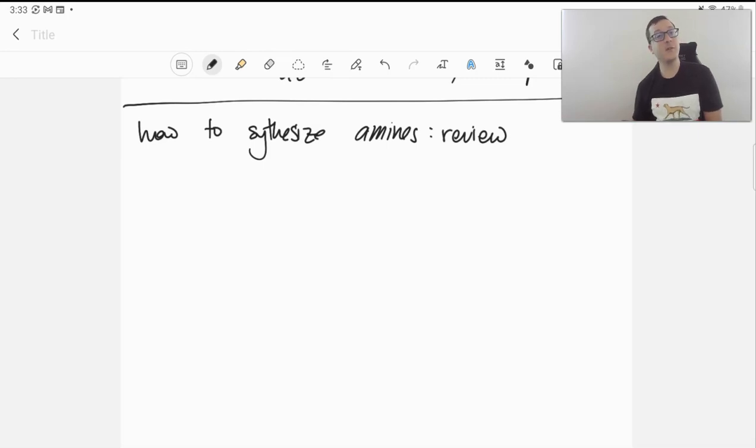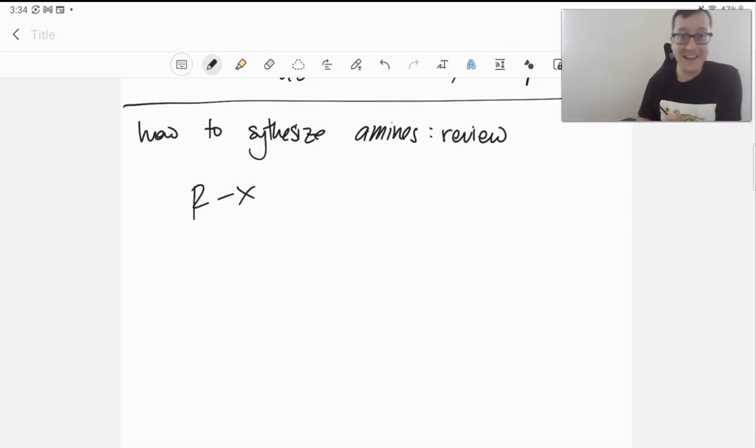All right, let's review ways we know how to synthesize amines already. One way is to take some alkyl halide, we'll say RX for now, and we'll treat it with some cyanide in an SN2 type process.